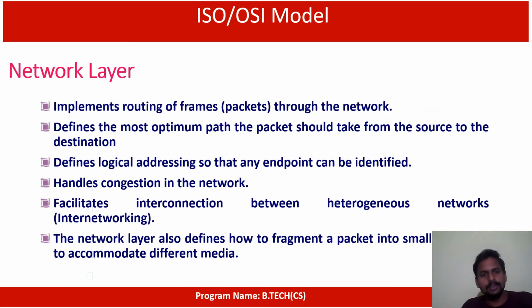So the next one is the network layer. What is that network layer? Here, in the third one, it says that it defines logical addressing so that any endpoint can be identified. So here we are giving some logical addressing. What is the logical addressing? For whom are we giving this logical addressing? That is the big question here.